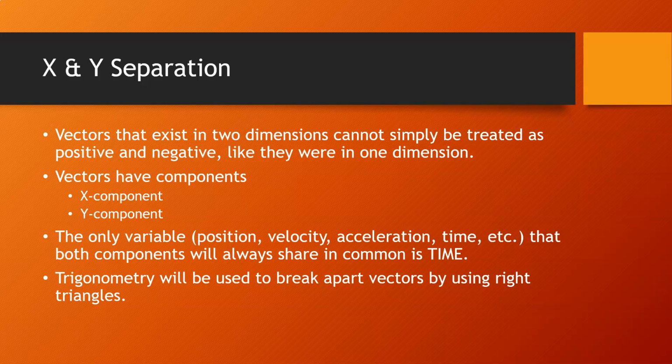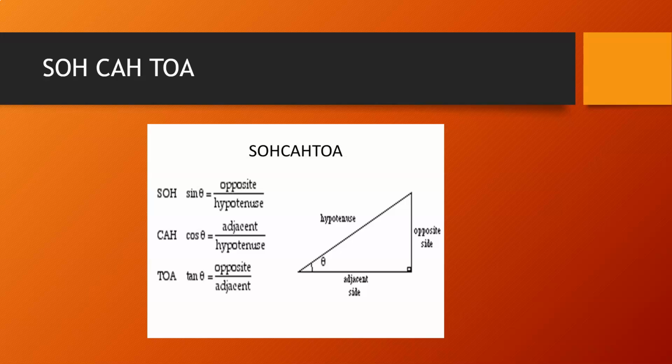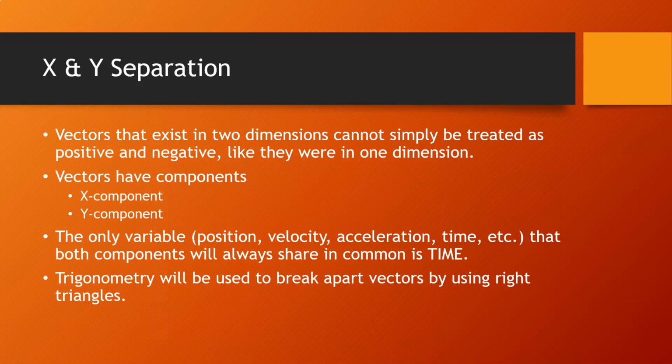Next is x direction, y direction, x velocity, y velocity, x acceleration, y acceleration. You have to keep them all separate. The only thing that can cross between x and y is time. Vectors have components. That's where SOHCAHTOA comes in to break up those components into their x and y.